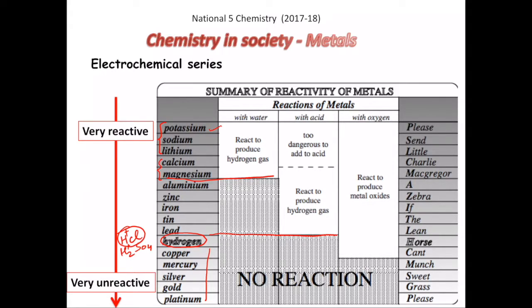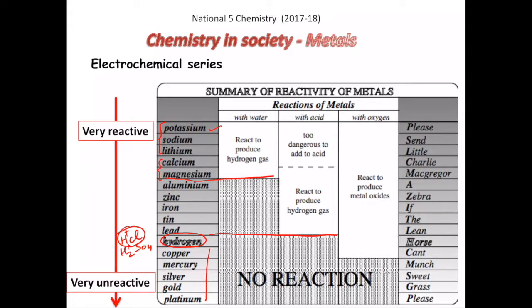Reaction with oxygen. We know that metals react with oxygen forming their respective oxides. So all the metals above, say, mercury can easily react with oxygen forming their respective oxides. So this is how you have to talk about the reactivity of the metals.